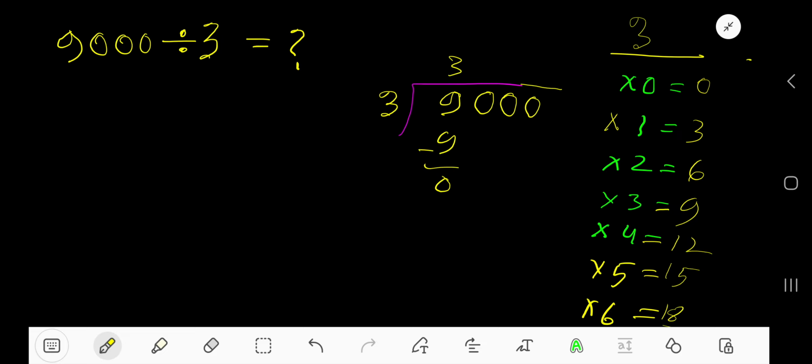Subtract 0. Bring down this 0. 0, 0 means 0. 3 goes into 0, 0 times. 0 times 3, 0. Subtract 0.